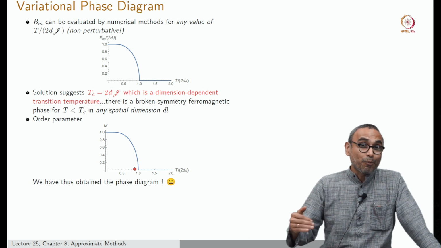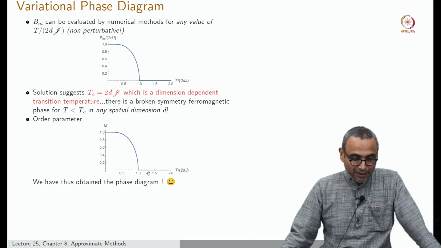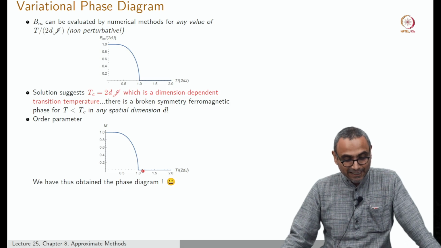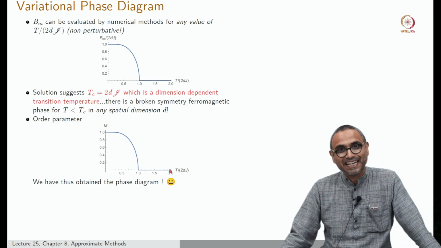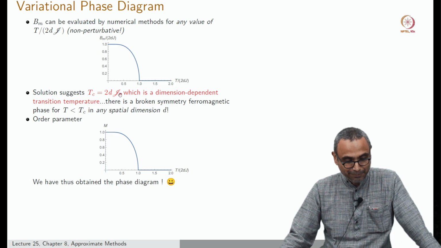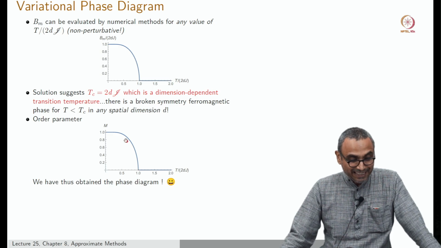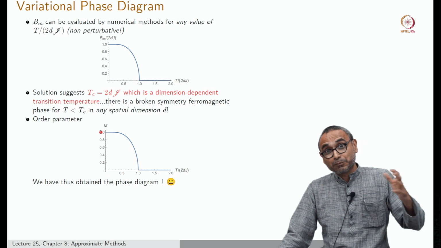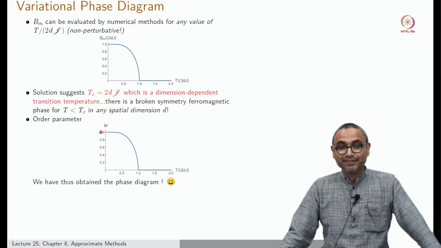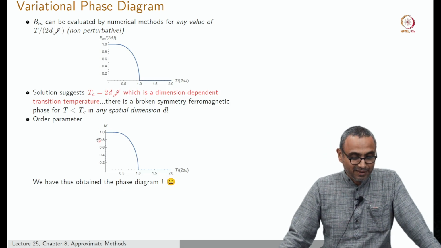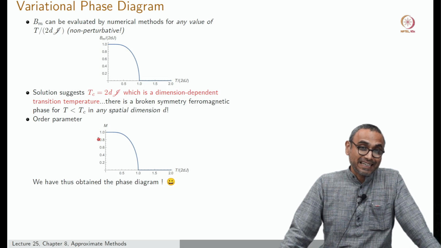So we have now obtained a phase diagram of the system saying that, okay, the system has no magnetization for T greater than Tc, which is given by this, and there is a magnetization that is developing and it becomes 1 as I go towards T equal to 0, which is exactly what we expect.